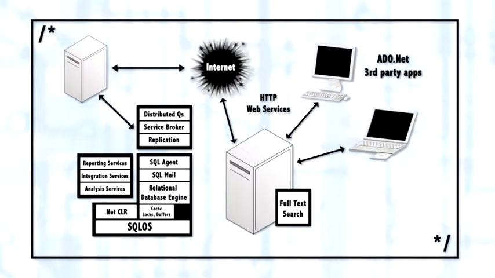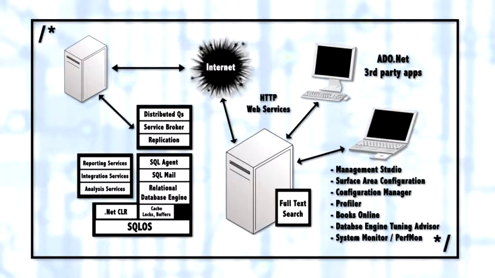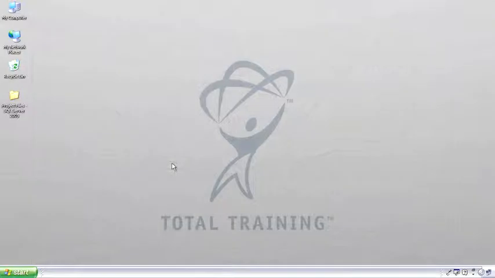As you can imagine, SQL Server has several tools, and it can be confusing to find which tool is best for which purpose. There's a lesson coming up soon on Management Studio, and right now I want to go ahead and show you how to find the Surface Area Configuration, Configuration Manager, Profiler, Books Online, Database Engine Tuning Advisor, and the Sysmon/Perfmon tool. We're not going to take the time to explain everything about the tools, but in this overview of SQL Server, I want to show you at least where the tools are, how to find them, and what they're for.